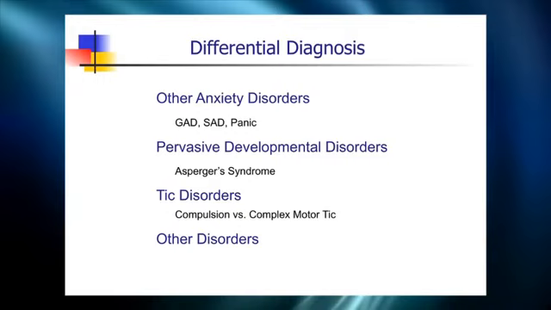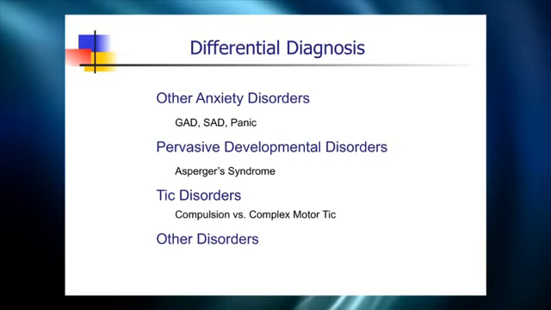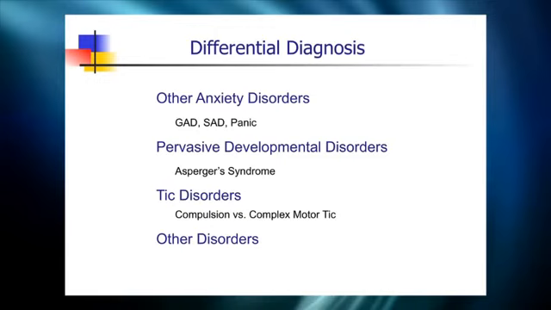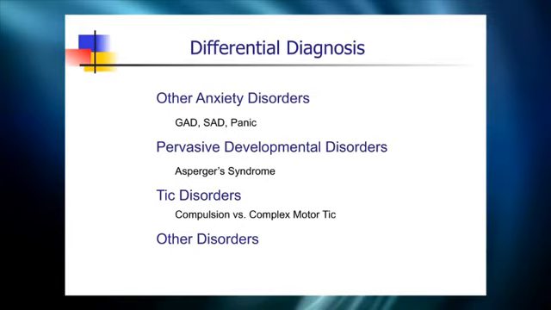PDD, Asperger's, kids can look very similar to OCD. OCD is commonly comorbid in kids with Asperger's or PDD symptoms. The perseverative thinking may resemble obsessions, and the ritualistic or stereotypic behavior may resemble compulsions. You want to see how ego dystonic it is. Typically in the PDD kids, the stuff they're doing is enjoyable to them in some ways, versus the OCD, they're doing it to make a bad feeling go away.